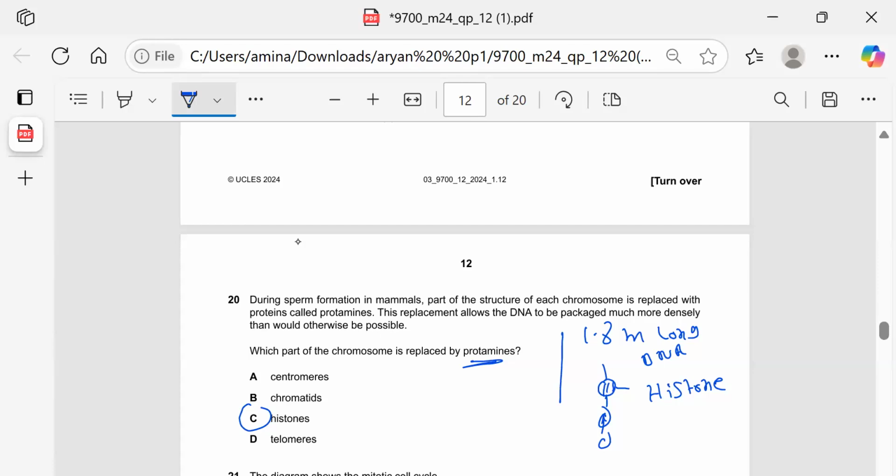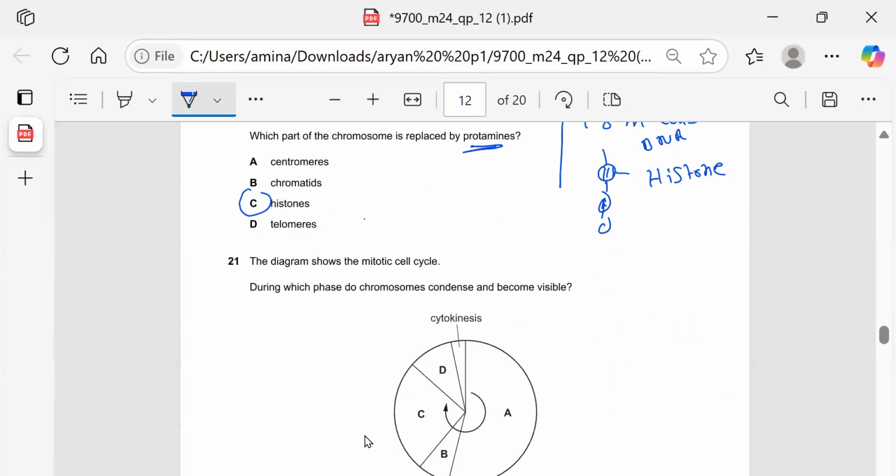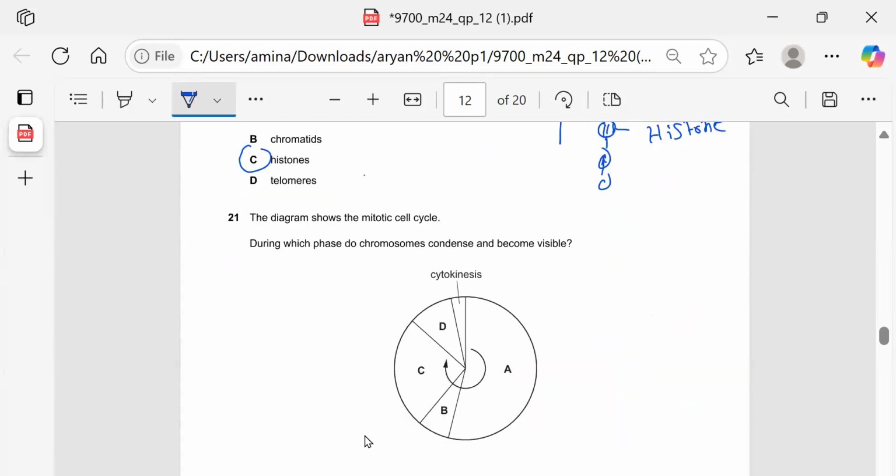I'm going ahead now. So I'm going for 21 now. The diagram shows the mitotic cell cycle, during which phase do chromosomes condense and become visible? So what is the examiner looking for? Are you able to differentiate the cell cycle into interphase, mitosis, and they have already given you cytokinesis, which is the third phase.